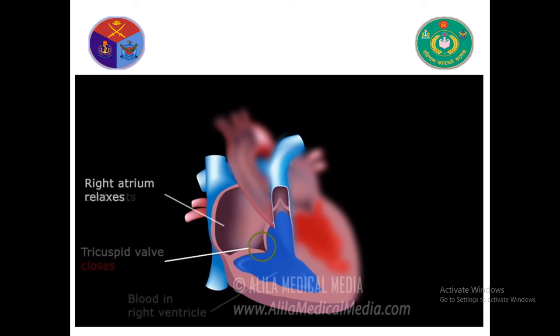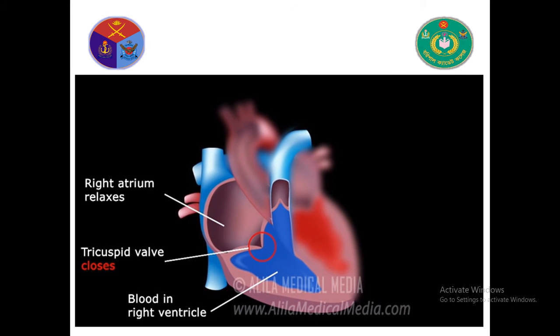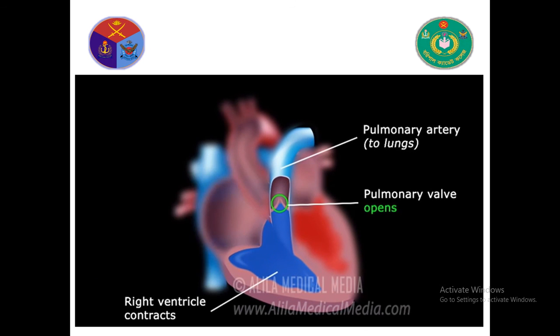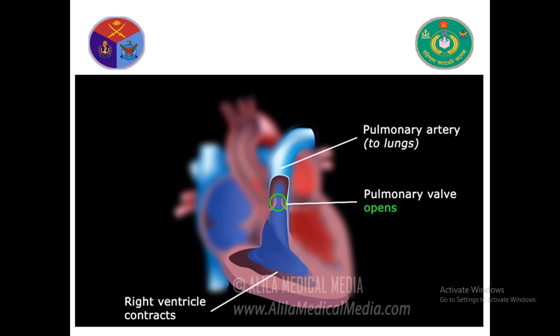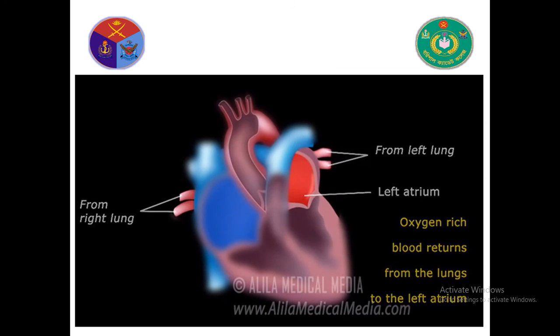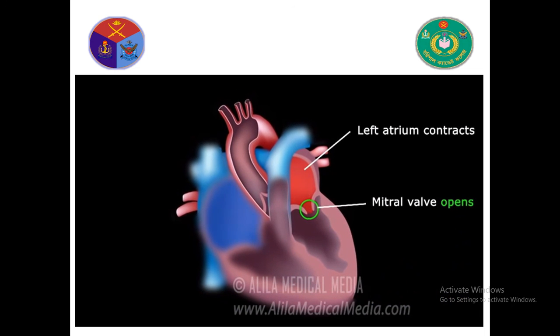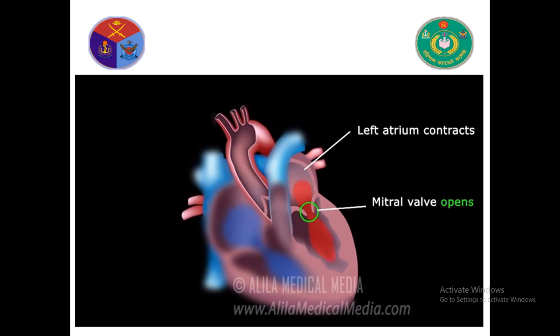When the right ventricle is full, the tricuspid valve closes to prevent blood from flowing back into the atrium. The right ventricle contracts, pulmonary valve opens, and blood is pumped into the pulmonary artery and to your lungs. The pulmonary valve closes to prevent blood from flowing back into the ventricle. Oxygen-rich blood from the lungs returns to the left atrium of the heart. As the left atrium is filled with blood, it contracts, the mitral valve opens, and blood is pumped into the left ventricle of your heart.